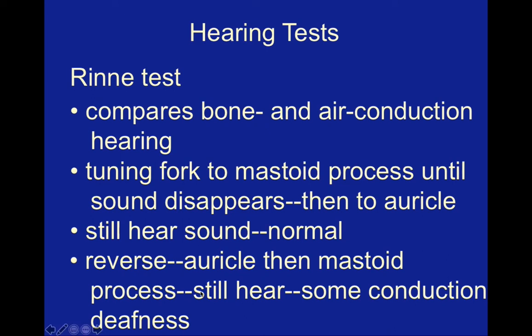that has the problem. If we carry this test out in reverse, and we start with the auricle and then move to the mastoid process, if we're still hearing this, that's going to indicate conduction deafness in that particular ear. So the Weber test and the Rinne test are always given together to give us an idea of which ear is experiencing the deafness and what type of deafness that ear is experiencing.